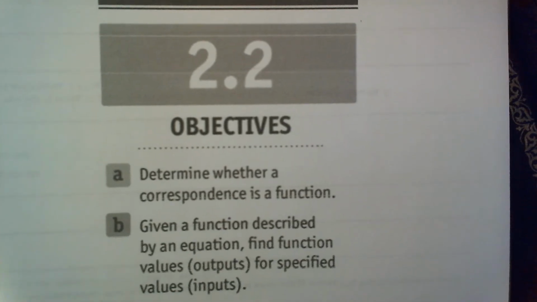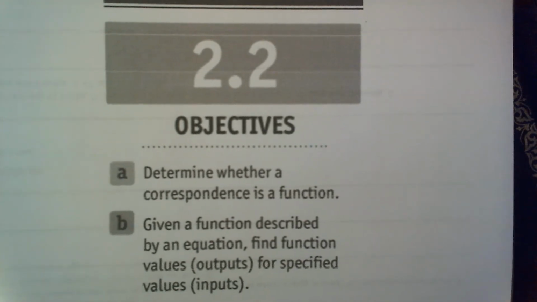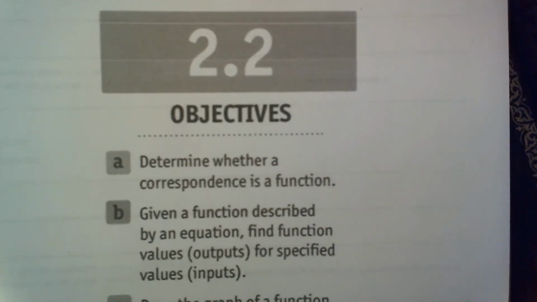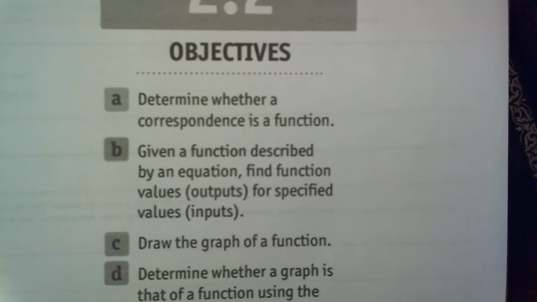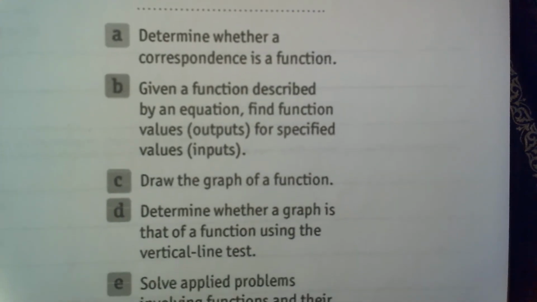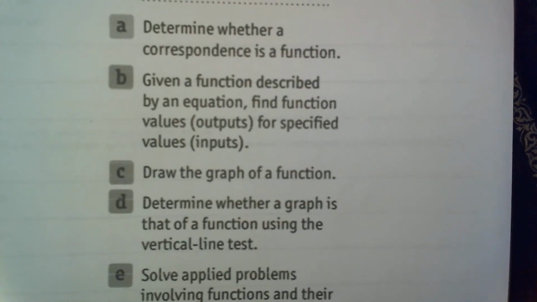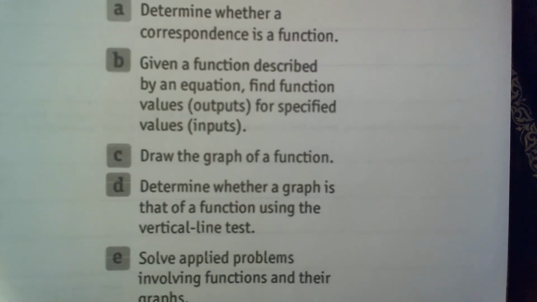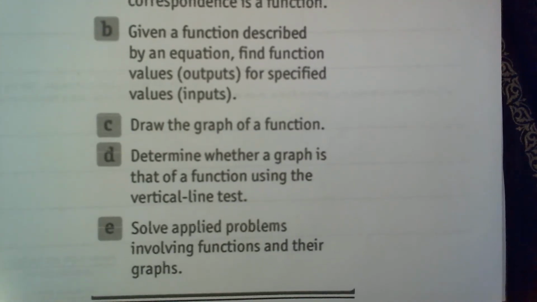Number 1 is to determine whether a correspondence is a function. So in other words, there are correspondences and there are functions. Then the B part is, given a function described by an equation, find the function values, the outputs, for specified input values. And then draw the graph of a function. That's part C. And then there are ways to determine whether a graph is that of a function using a vertical line test. And then last but not least, we'll talk about applied problem-solving functions and their graphs.